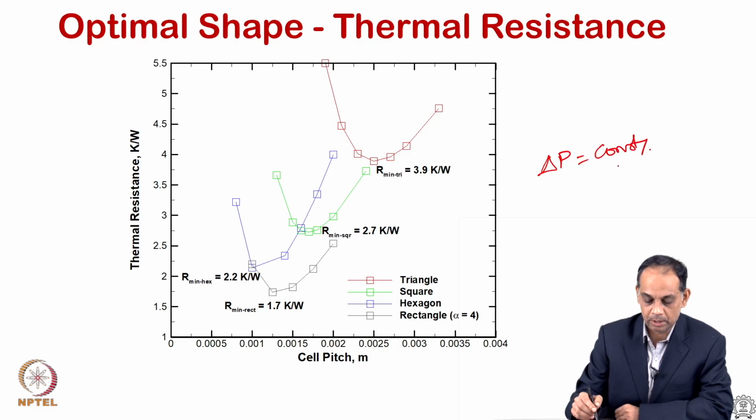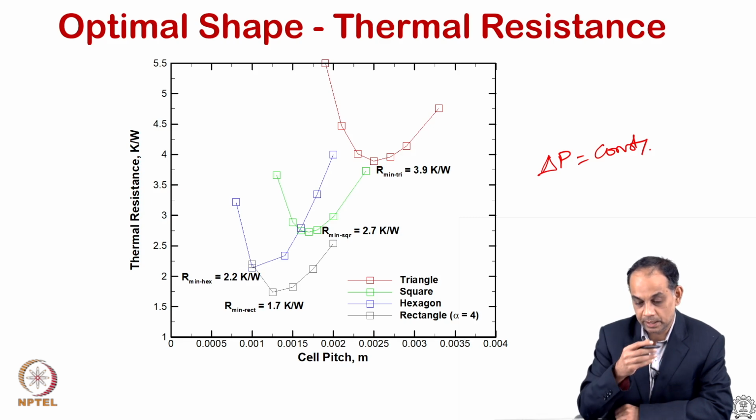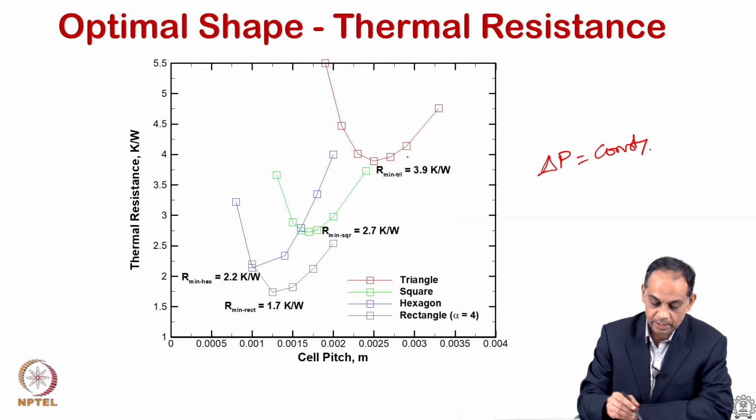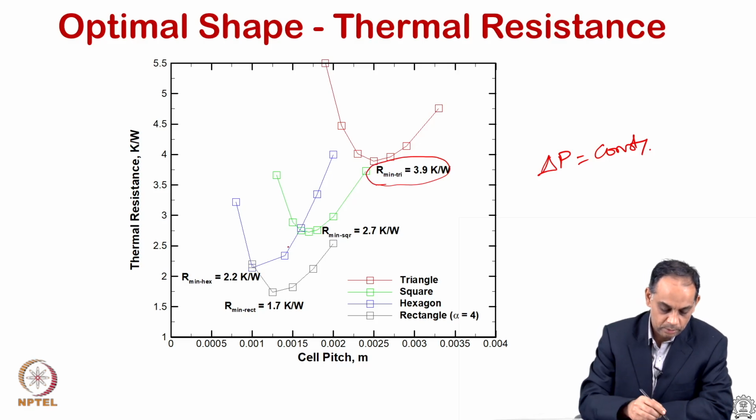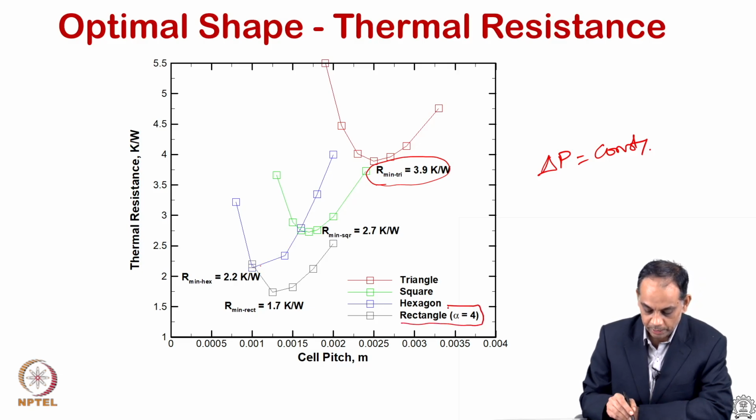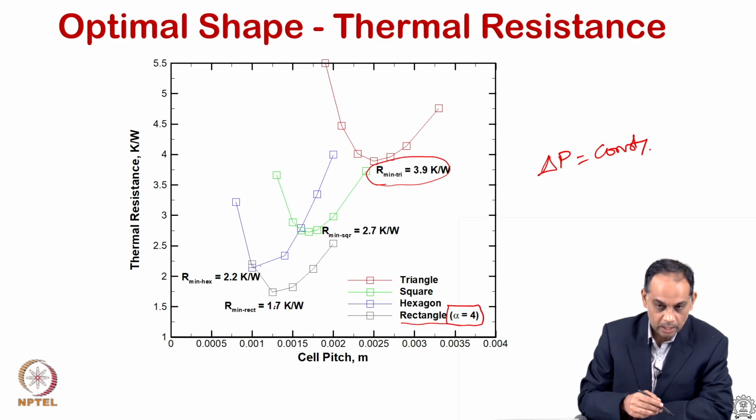and for a fixed pressure drop constraint, because triangles have very high packing density, the surface area is very high. So, for a fixed pressure drop constraint, you have the very large triangular heat sink being the worst performer in terms of thermal resistance, then the square, then the hexagon. But if you go to rectangles, this is an example for rectangles of aspect ratio alpha equal to 4. And if you go to even higher rectangular aspect ratios like alpha equal to 6, they perform better and better.